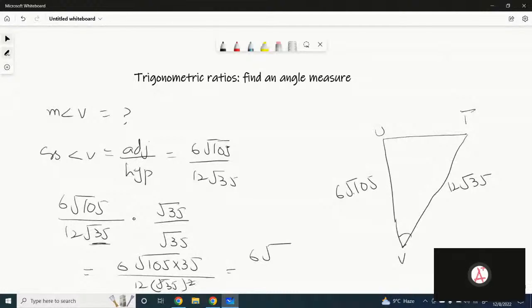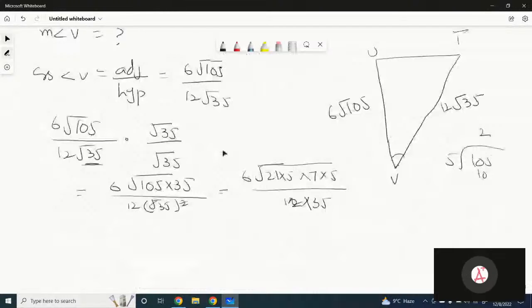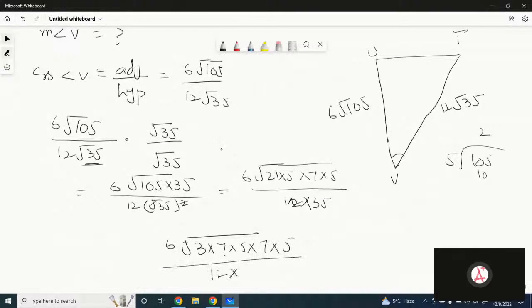Let me see, 35 times 105. Let me divide 105 by 5. 5 times 2 is 10. It would be 21 times 5, and 35 is 7 times 5. Got it? And we have 12 times 35. I am factorizing them to simplify. We can also write 21 as 3 times 7, so here you have 7 and you can make 7 square and 5 square.